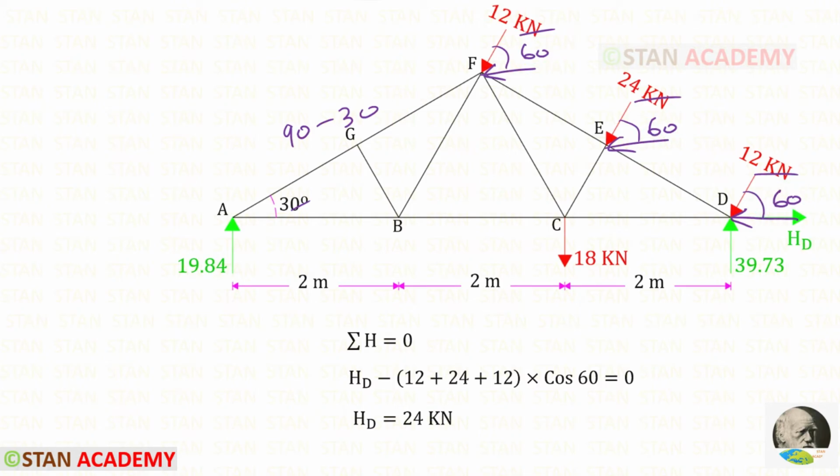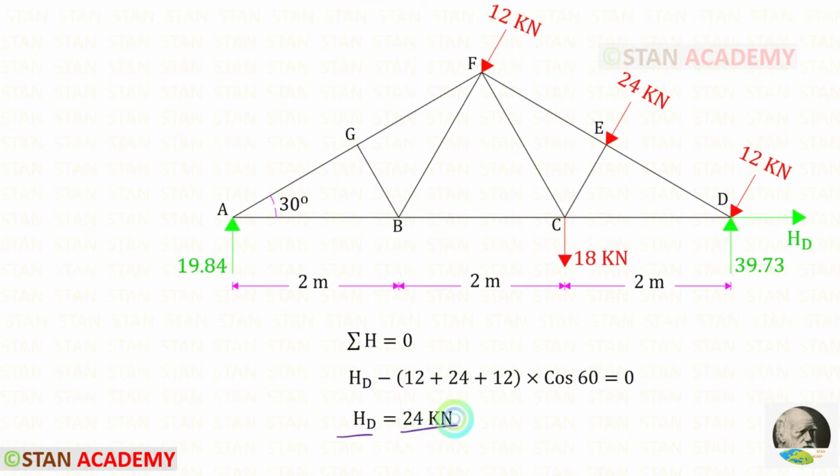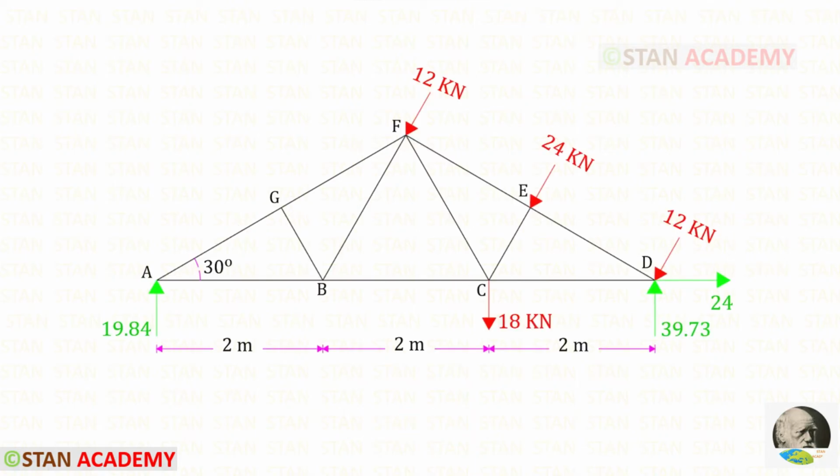When we resolve, these three loads will be acting towards the left side, so they will be negative. Then we have to multiply with the cos 60. In this way, for HD, we will get 24 kilonewton. We have found all of the reactions.